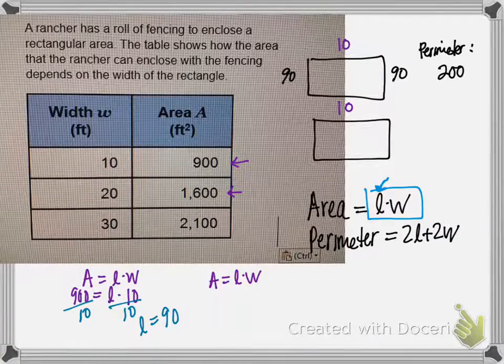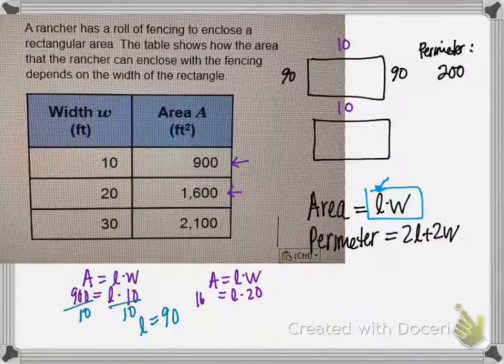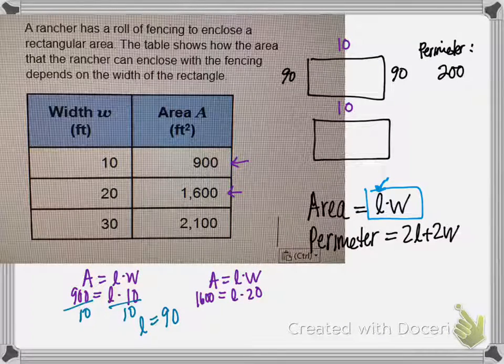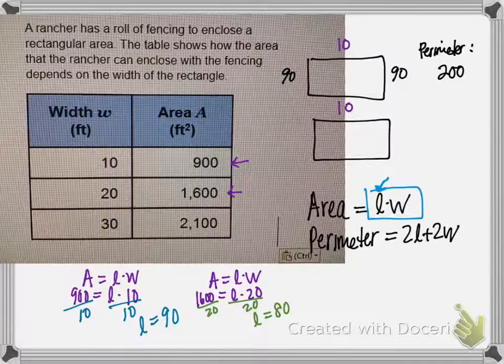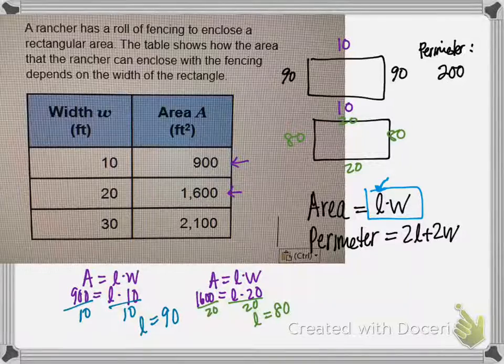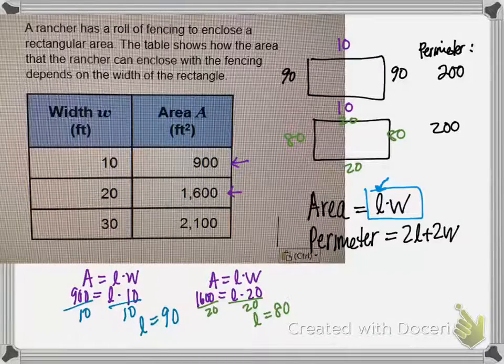So when the width was 20, so let's plug in a 20 for the width, the area was 1600. So in this scenario, if I divide by 20 to get the length, I get 80. So when the width was 20, the length was 80. What would the perimeter be if you add all four sides? So if you add both 80s, you get 160, and then the 20s make 40. So 160 plus 40 more is still 200.